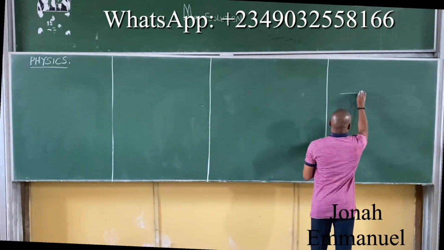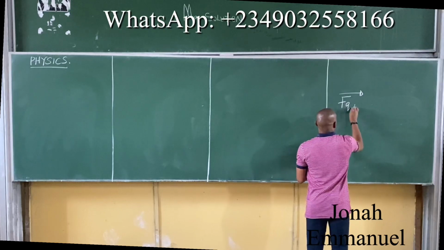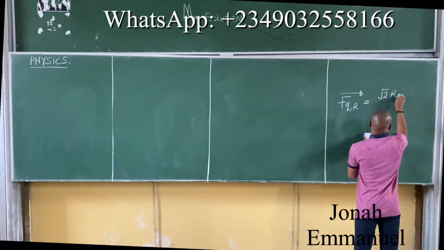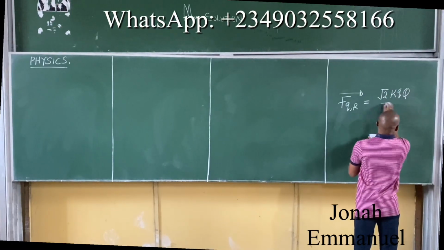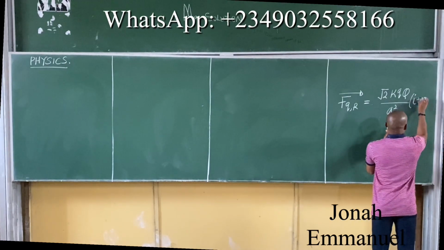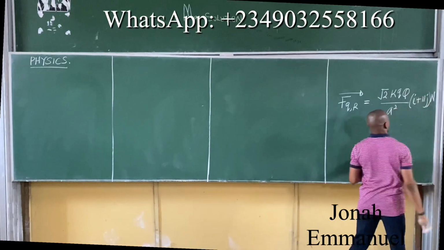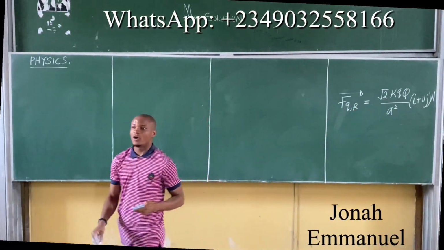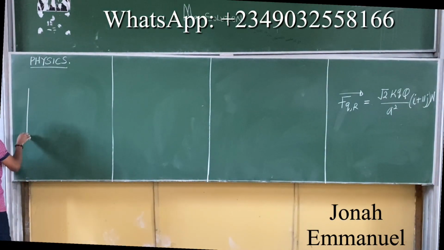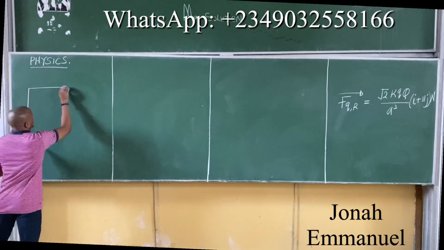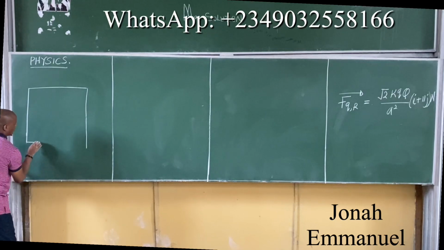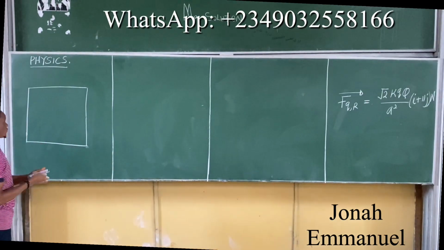F_Q resultant is equal to root 2 times KQQ all over A squared, times (i plus 11j), all in newtons. To show this, let's get our square. I'm assuming this to be a square. So get the square, that's 1.